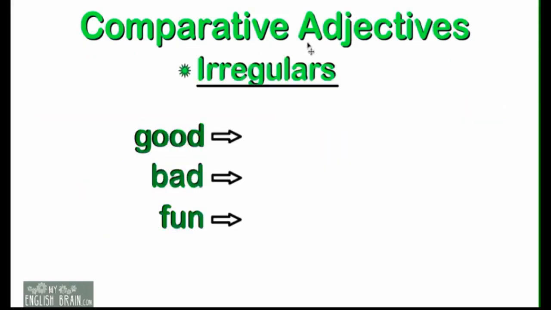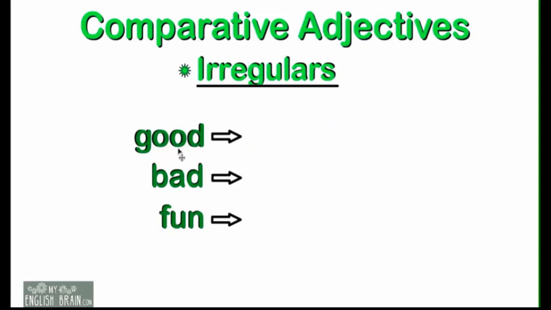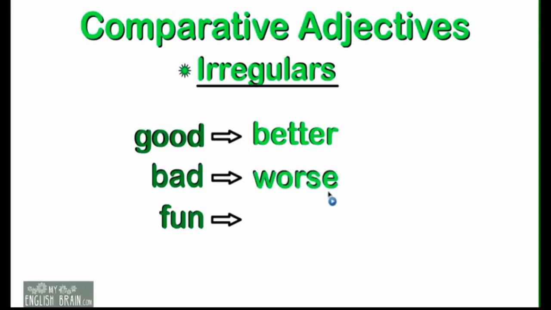Now, we have some comparative adjectives that are irregular. Some important ones are good, bad, and fun. These are all one syllable, but we do not use er for these. For good, the irregular comparative is better. The comparative for bad is worse. And for fun, we say more fun. So remember these irregulars: better, worse, and more fun.